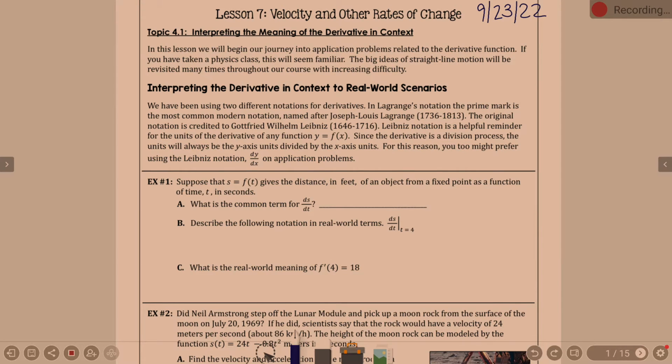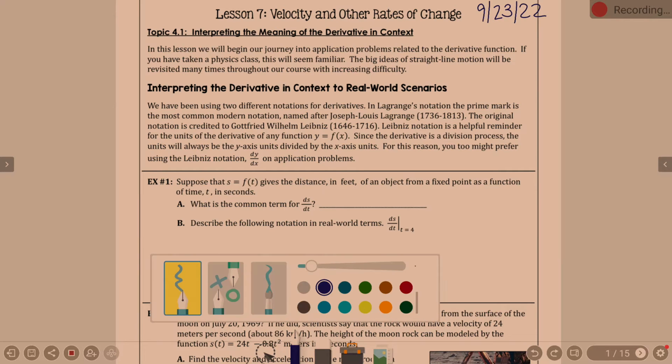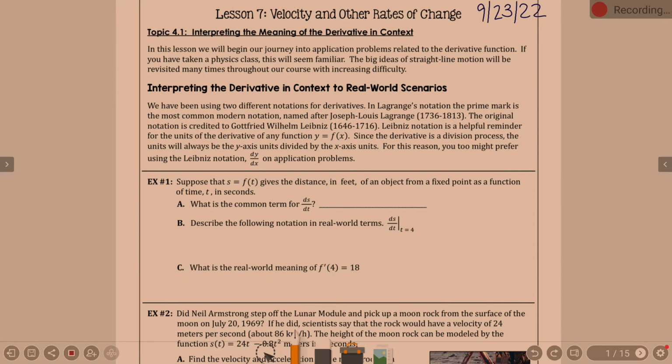We have been using 2 different notations for derivatives. There are 2 people credited with coming up with calculus, and that's where this comes from. In Lagrange notation, the prime mark, so when we do y prime or f prime of x, the prime mark is part of Lagrange's notation. That's the one we use the most. That's the one we like better, isn't it? Because it's easier to do and easier to read.